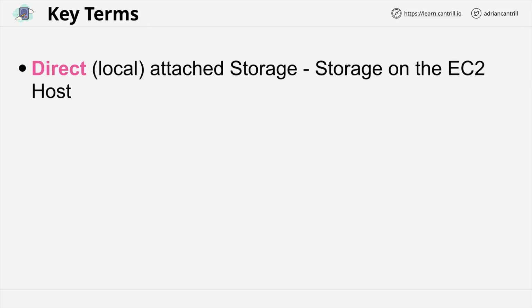First is direct attached or local attached storage. This is storage, so physical disks, which are connected directly to a device, so a laptop or a server. In the context of EC2, this storage is directly connected to the EC2 hosts, and it's called the instance store. Directly attached storage is generally super fast because it's directly attached to the hardware, but it suffers from a number of problems. If the disk fails, the storage can be lost. If the hardware fails, the storage can be lost. If an EC2 instance moves between hosts, the storage can be lost.